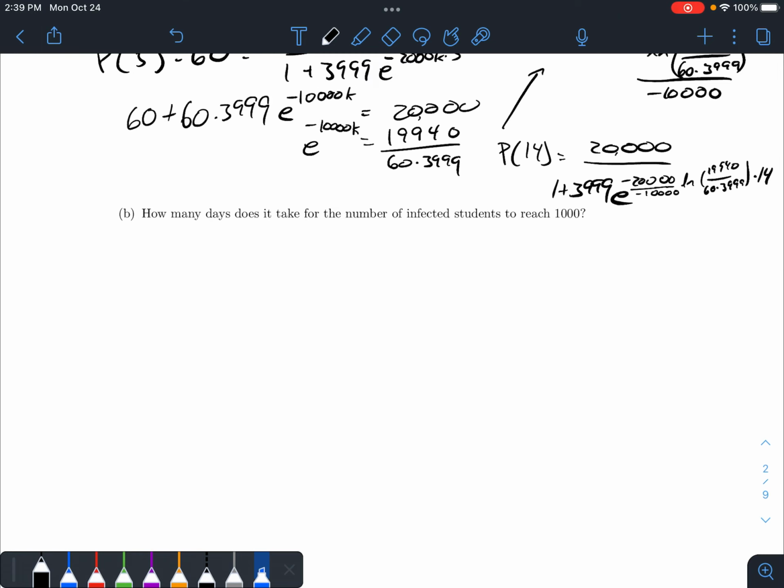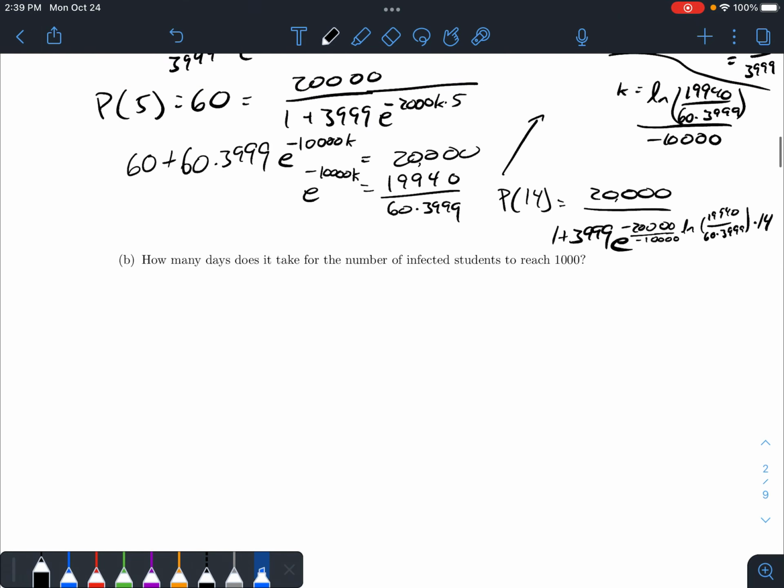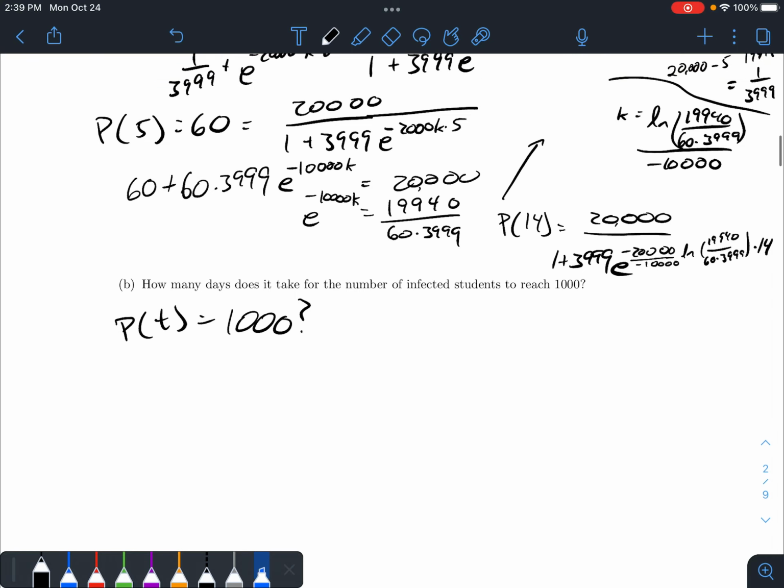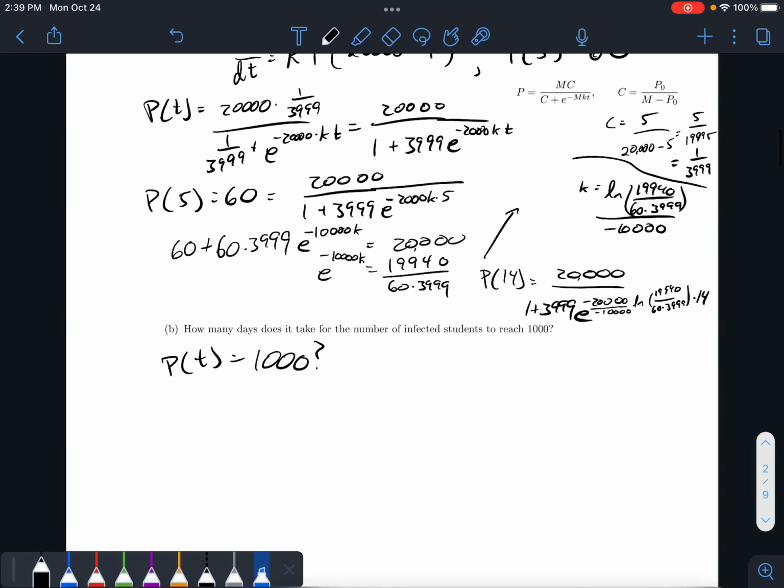Okay. How many days does it take for the number of infected students to reach 1,000? So now we just take our P of t value and we say, when is P of t equal to 1,000? And so our P of t formula is 20,000 over 1 plus 3,999 e to the negative 20,000 times k, and 20,000 times k, kind of like over here, 20,000 divided by 10,000 is equal to 2, and the negatives cancel out as well.